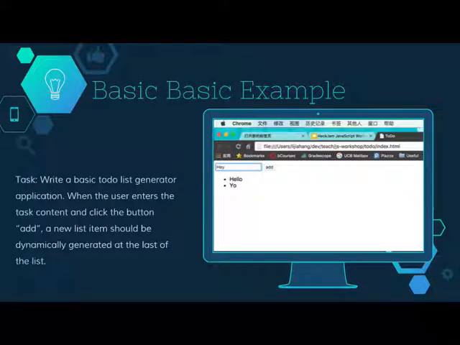Okay, so we'll be covering a basic example, which is a to-do list app. So let's write a basic to-do list generator application. When the user enters the task content and clicks the button Add, a new list item should be dynamically generated at the last of the list.